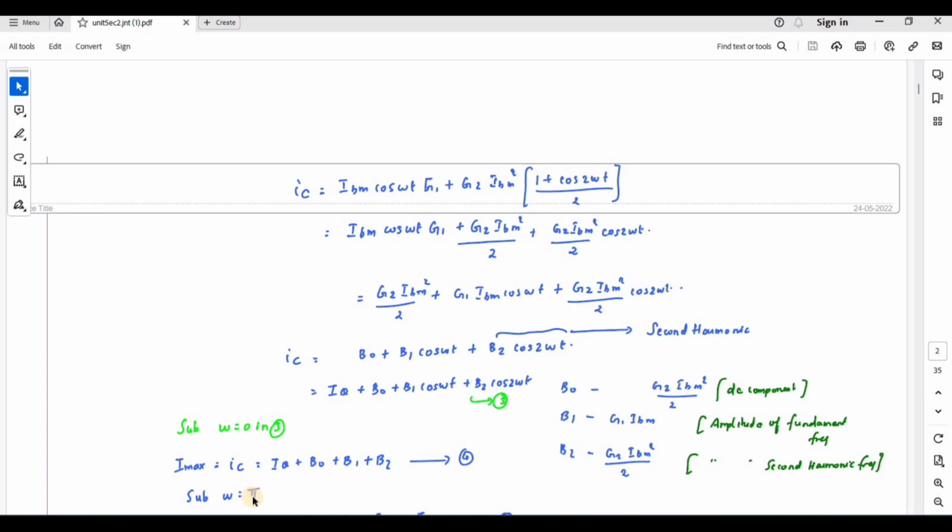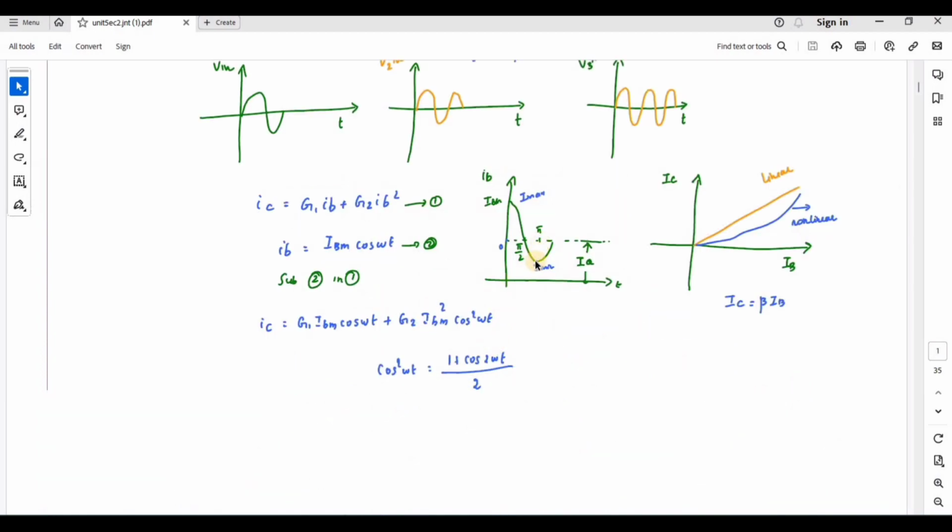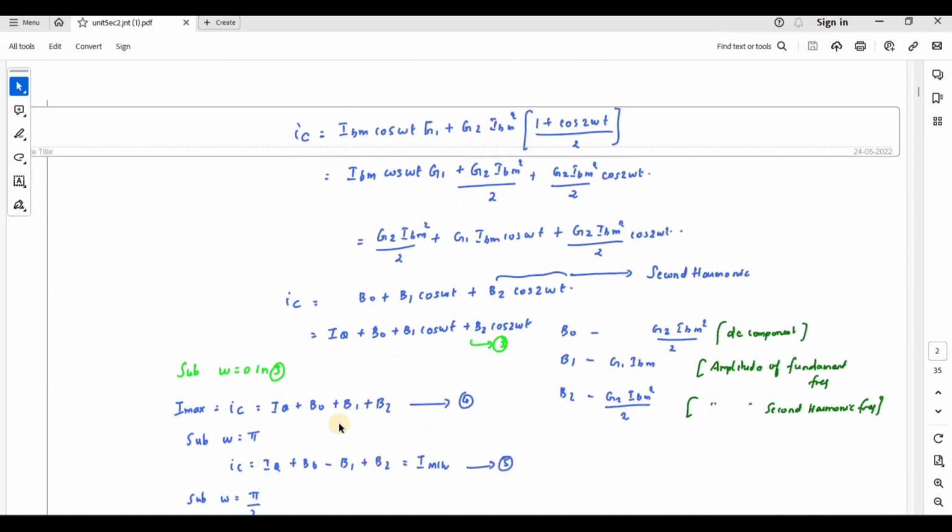Next I am going to substitute omega t equal to pi. At omega t equal to pi, I am getting the minimum value. If I substitute omega t equal to pi, cos pi is minus 1 and cos 2 pi is 1. So I will get Imin is equal to IQ plus B0 minus B1 plus B2. So this is your fifth equation, and the previous one is your fourth equation.